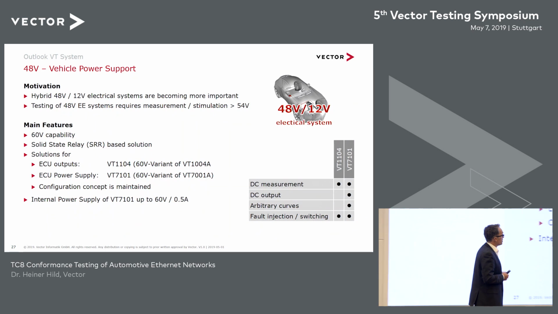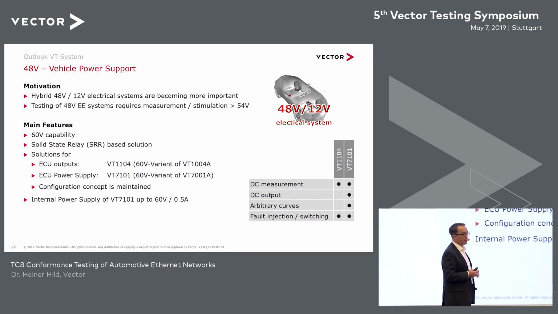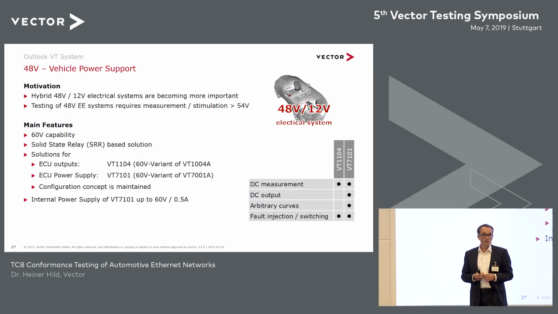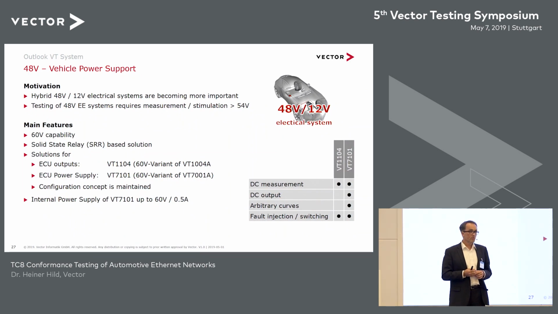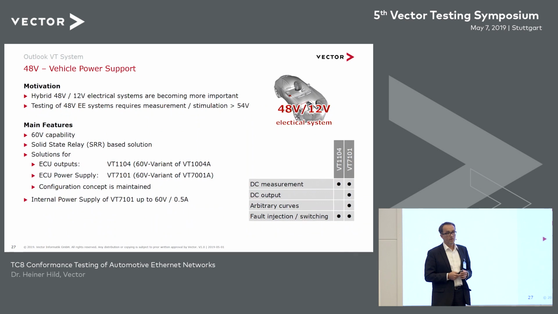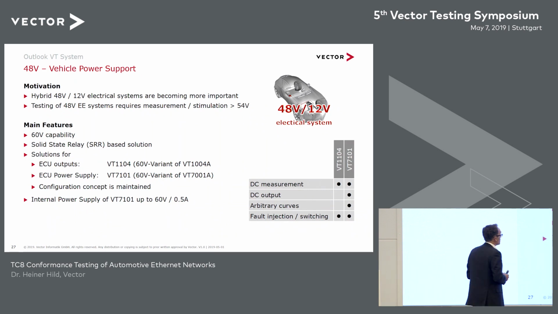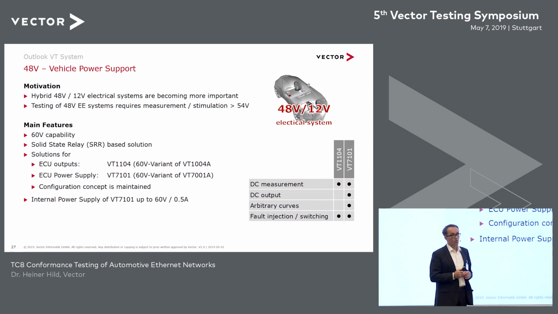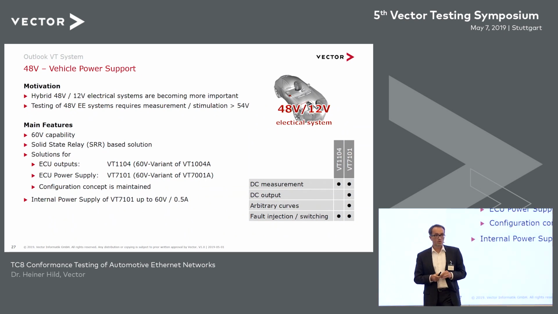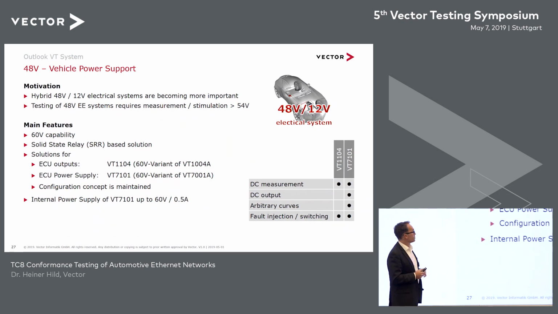There are 2 new modules, 2 variants, one of them being VT1104, the 60 volt variant of the 1004 with the same functionality but with solid state relays instead of mechanical relays, and the 7101, the 60 volt variant of the VT7001A, 60 volt capable, and nevertheless covering all the current. For those who don't know the details, 7001A is capable from a few microamps to 100 amps of current, and the 60 volt machine will also be able to perform that.